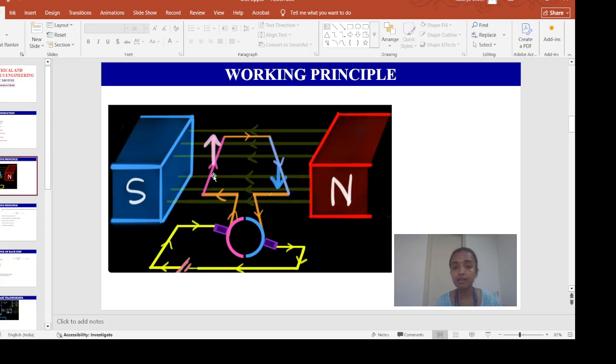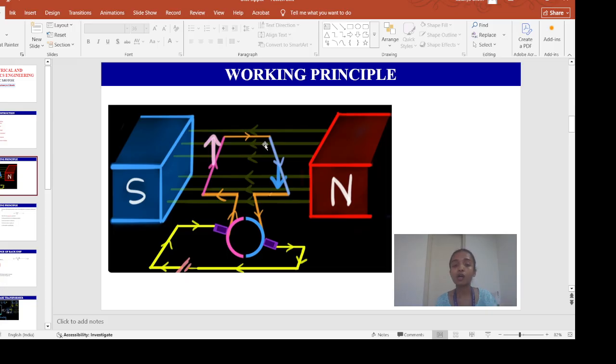Now see, suppose this pink color conductor, the current, this arrow signifies the direction of the current. So for this pink color wire, the current is going inside, and the direction of the magnetic field is from right to left, from north to south. In this condition, what will be my direction of the force? As per Fleming's left hand rule, it will be upward direction.